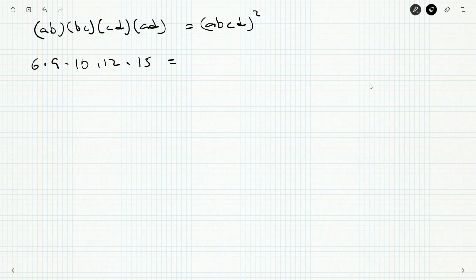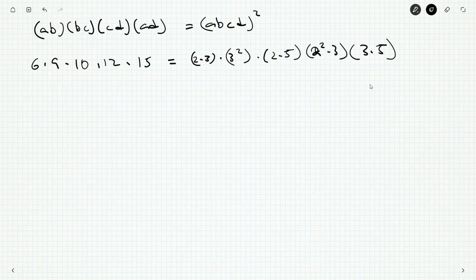So 6 times 9, it's probably easier to write them as 2 times 3, 3 squared, 2 times 5, 2 squared times 3, and then 3 times 5. So note immediately that if 10 is in, so is 15. In fact, I don't even need to look at this. I just need to get products to be a perfect square. So if 10 is left out, then there's no 5 to pair up with the 5 in 15, so we wouldn't get a perfect square.